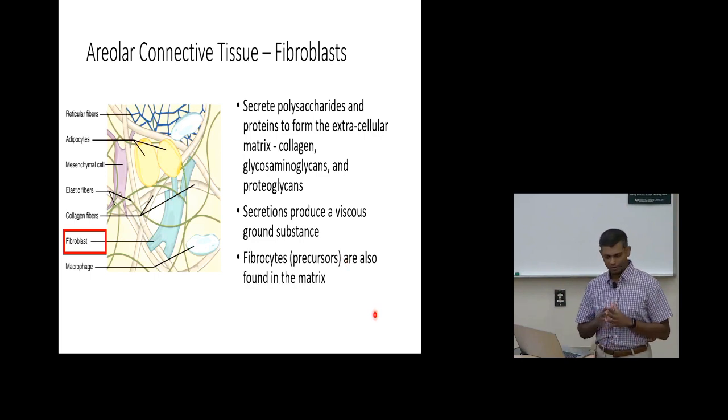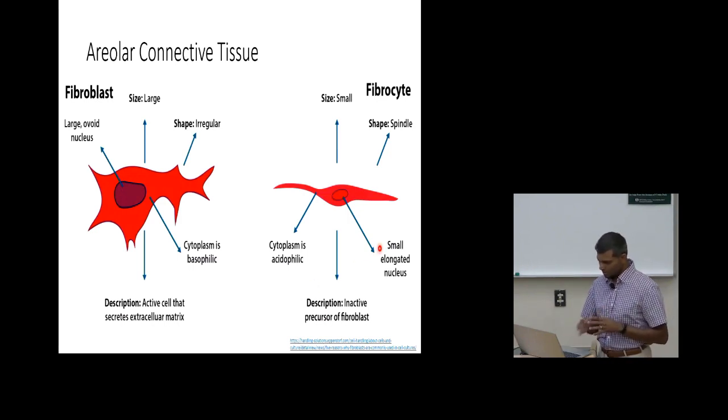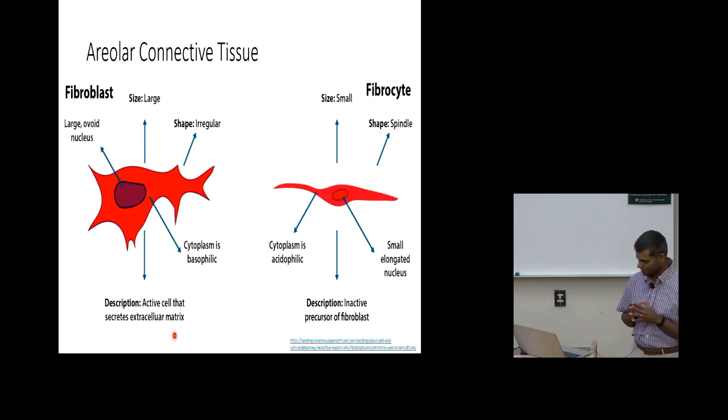And you will also find that these fibroblasts have a precursor cell known as fibrocytes. And I don't have a picture of fibrocytes, so I'm going to just use this schematic representation. So fibrocytes differ from fibroblasts in their shape. They're small and spindle shaped, whereas the fibroblasts are large and irregular shaped. And it is this fibrocyte, which is an inactive precursor, which will eventually turn into these fibroblasts. And the fibroblasts are what produce the extracellular matrix.